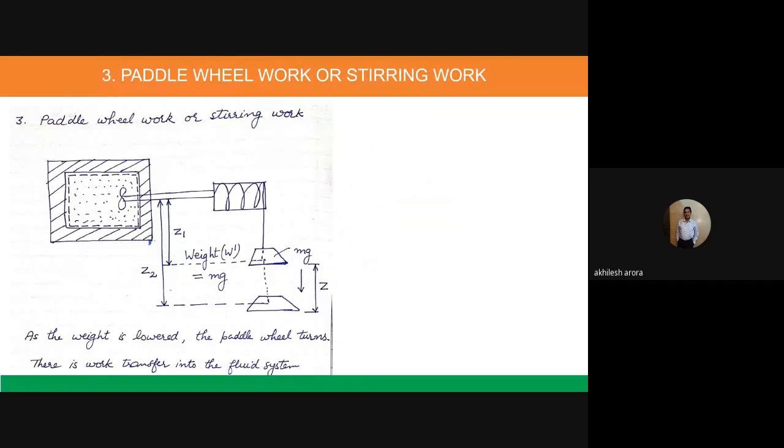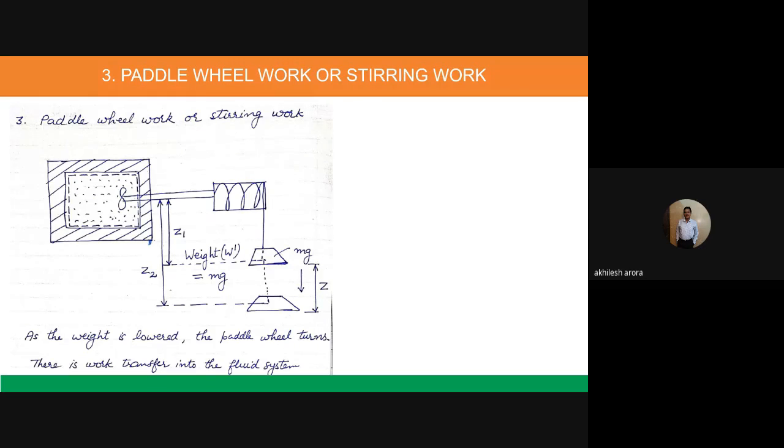The third one, which is also important, is pedal work or stirring work. Now let us see it. What is pedal work or stirring work? Now see the system carefully here.